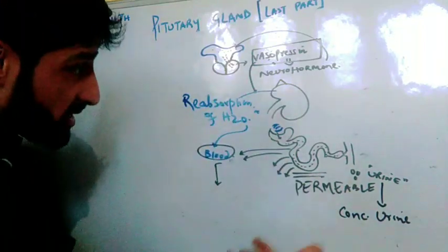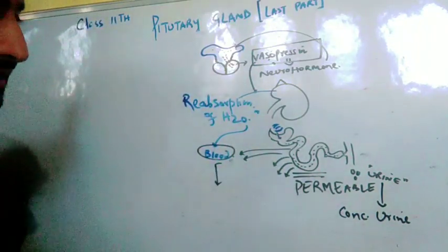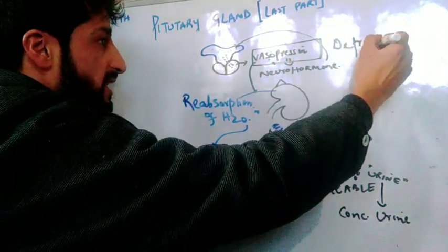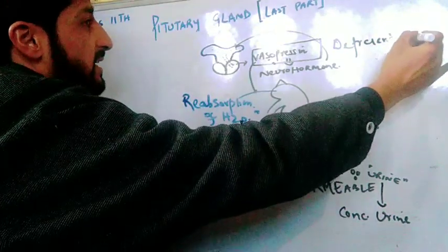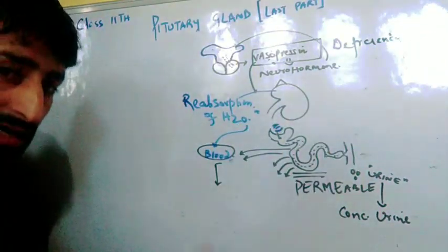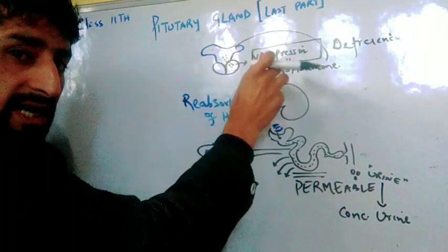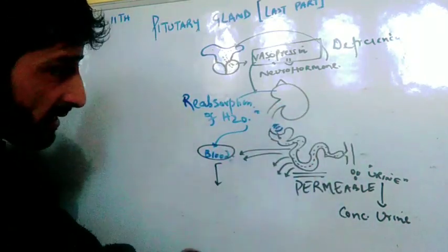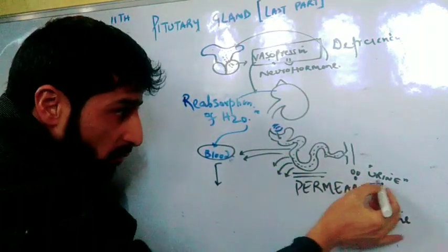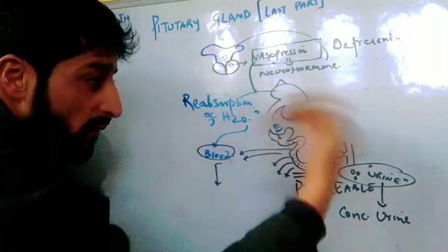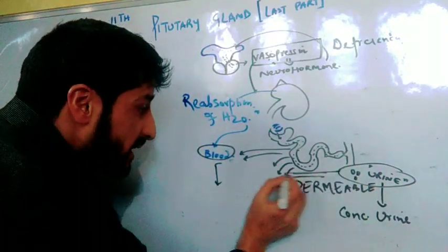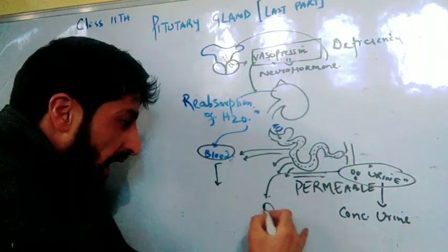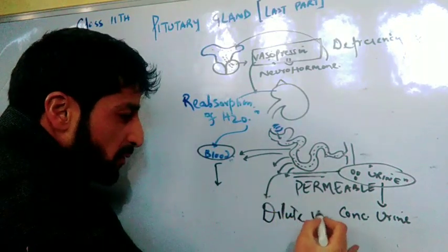In contrast to this, if we take just the opposite, if there is deficiency of vasopressin, at that time, what will happen is that when vasopressin is not produced, then water will not be reabsorbed back into the blood. Then more and more water will be leaked out along with the urine. Then the persons will produce highly dilute urine.